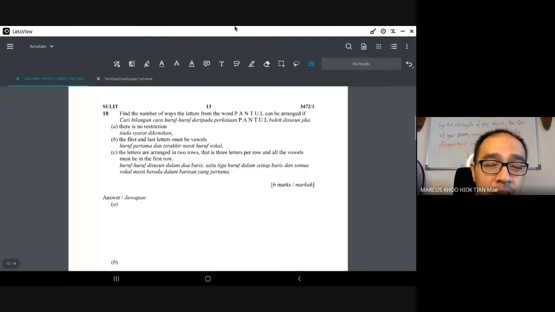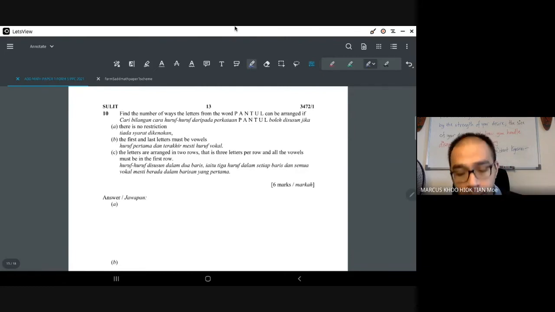Okay, find the number of ways from the word pantol, if the word pantol can be arranged if there is no restriction. Now the key word over here is arrange. Arrange means that the arrangement is important. You're not choosing. That means we're talking about permutation. Permutation means we involve nPr, not nCr. So if there's no restriction, you have 1, 2, 3, 4, 5, 6. So the answer will be 6 factorial.